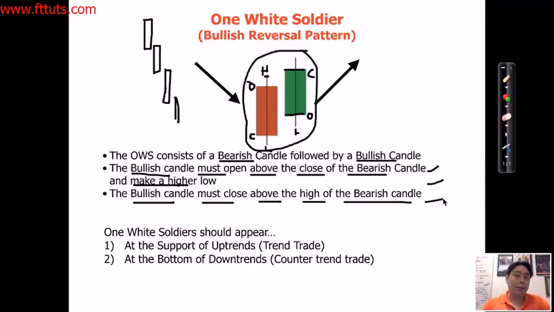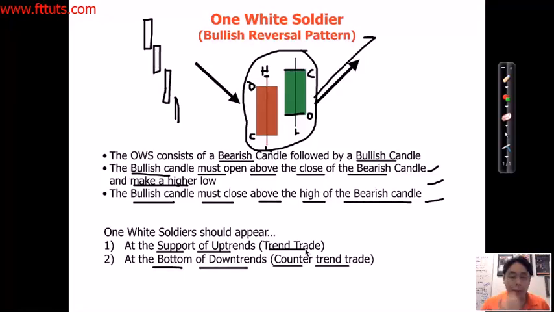Okay. Now this pattern is a very reliable bullish reversal pattern. In other words, once you see this pattern after a series of bearish candles, there's a high chance the price will reverse. Okay, and we're going to take a long entry. Again, the ideal time this appears is at the support of uptrends, of which if you take the trade, it will be a trend trade, or it appears at the bottom of downtrends when the price is oversold, and we call that a counter trend trade.